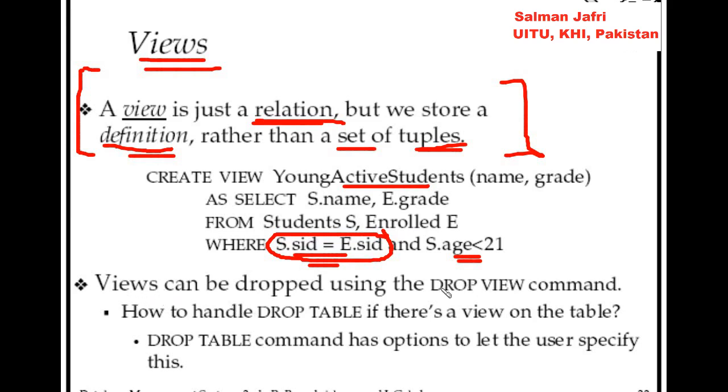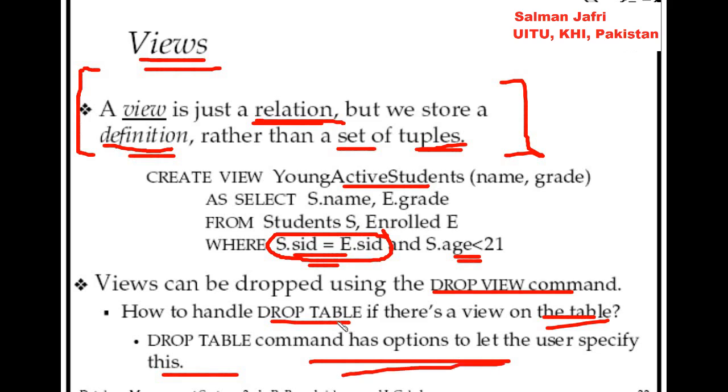Similarly, views can be dropped using the DROP VIEW command. So how to handle DROP TABLE if there is a view on the table? The DROP TABLE command has options to let the user specify this. So that's an important thing. If I want to drop, for example, the Students table, but the Students table is being used in this view, YoungActiveStudents, so what to do? Like other options, we can set options for this command as well.